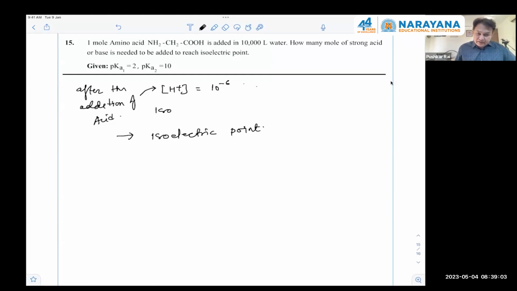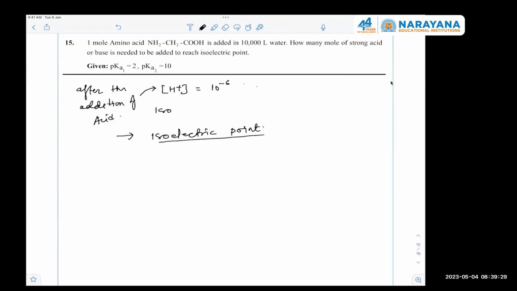Our H plus ion concentration was less than the isoelectric point. Wherever it was, it must be less than the isoelectric point. Am I right? Yes, sir. So why is it less than the isoelectric point? You got this. The important thing is to understand the fundamentals. Why are we less than the isoelectric point? Because A2 minus was more than H2A.